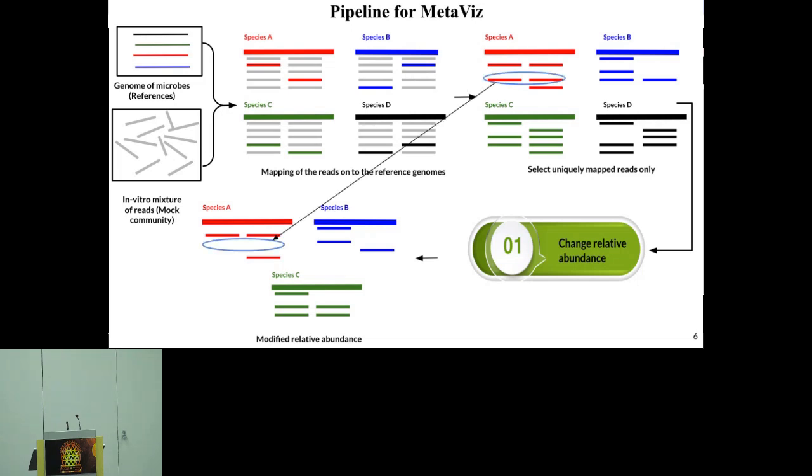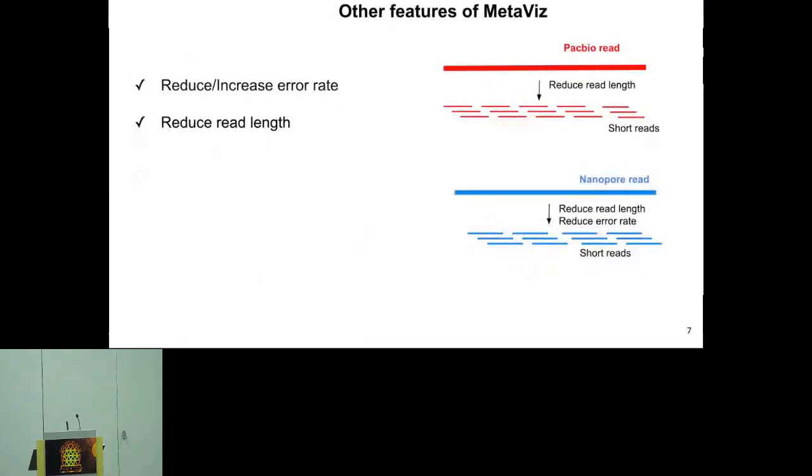In this way we change these benchmarks. Here, as you can see, for species A we have removed some of the reads, and similarly species D reads are completely absent from this new modified benchmark. So we can remove any species-specific reads.